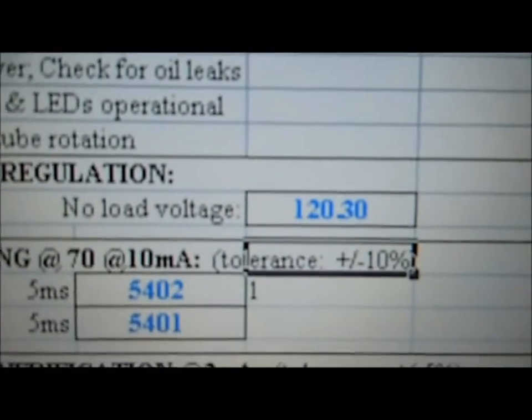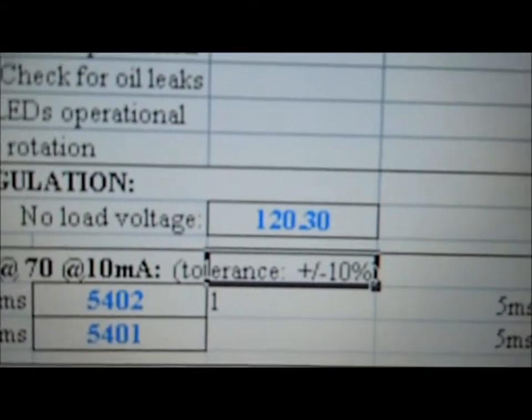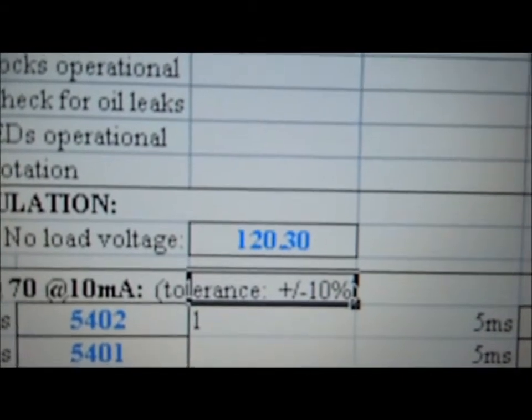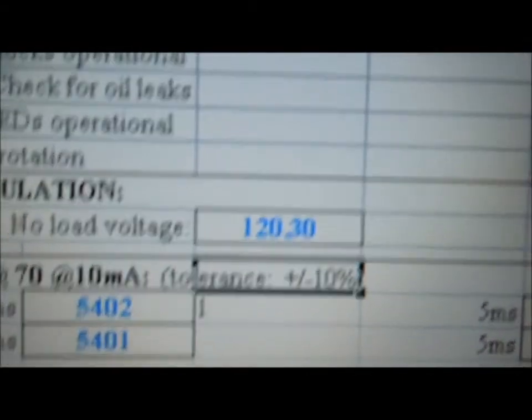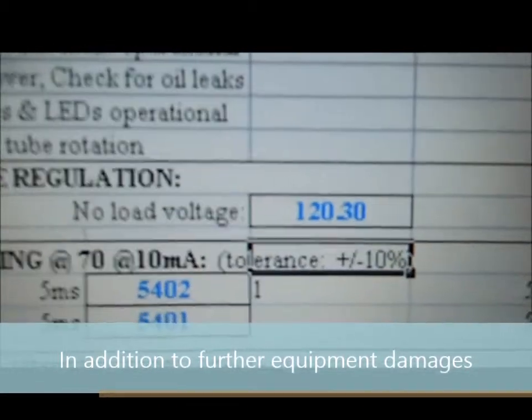Why do we measure line regulation? Without good quality power applied to any device, especially medical devices, it will not function properly, and technicians will start to experience premature failures and premature malfunctions, voiding the warranty.